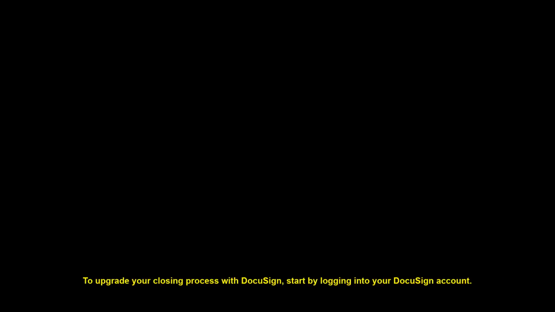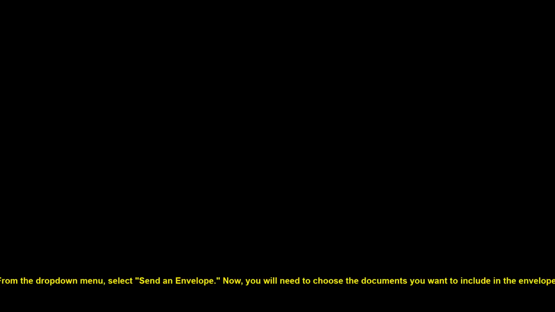To upgrade your closing process with DocuSign, start by logging into your DocuSign account. Once logged in, click on the New button located at the top left corner of the dashboard. From the drop-down menu, select Send an envelope.